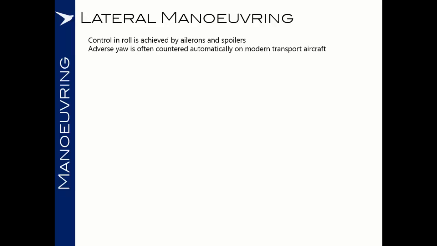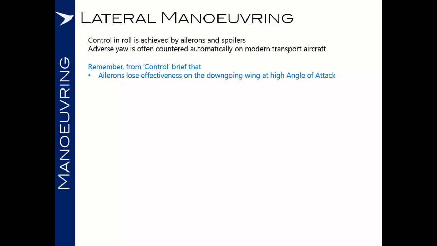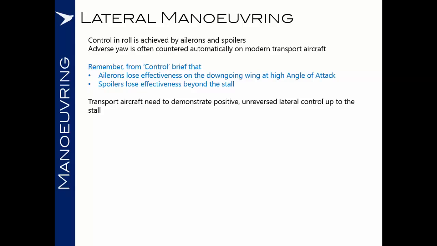So let's look now at how we achieve that wings level flight through our lateral control. At the risk of stating the obvious, control in roll is achieved by ailerons and spoilers. And in most modern transport aircraft, adverse yaw caused by the differential in drag between the two aileron deflections is often countered automatically. Now, remember from our control brief that we said that ailerons lose effectiveness on the downgoing wing at high angles of attack, and spoilers can lose their effectiveness beyond the stall. So, whilst it's true to say that transport aircraft need to demonstrate positive, unreversed lateral control up to the point of stall, beyond the stall no generalizations can be made.